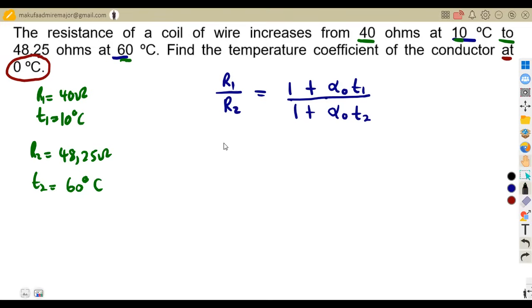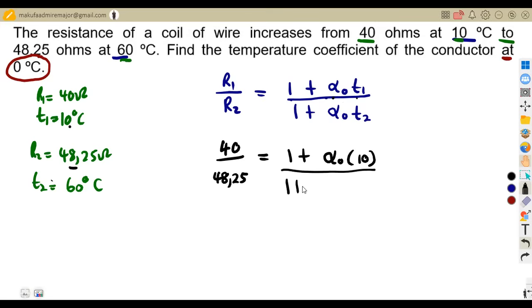R1, that is 40 over R2, which is 48.25. This is equal to 1 plus. Remember, we need to calculate the temperature coefficient, so we do not have this value, but we are given T1, which is 10 in this case, all right? Everything over 1 plus, we do not have the temperature coefficient, but we've got T2 in this case, which is 60 degrees Celsius. So we can play around with our information just like the previous part.